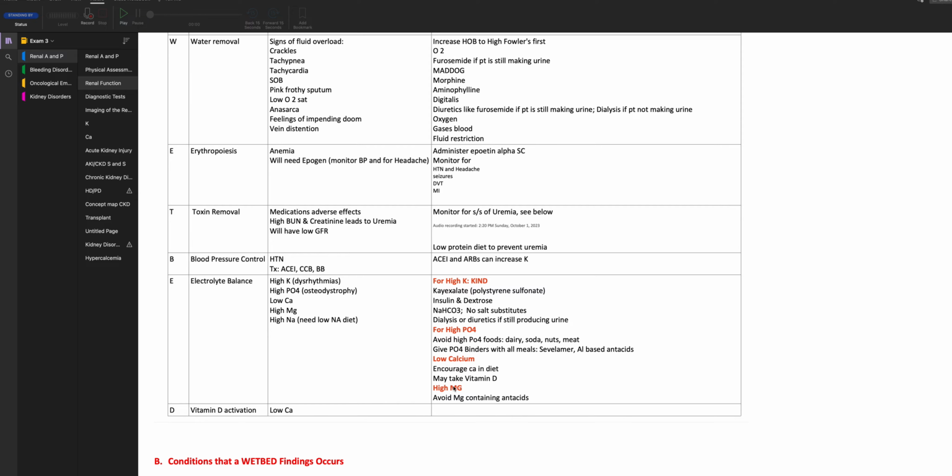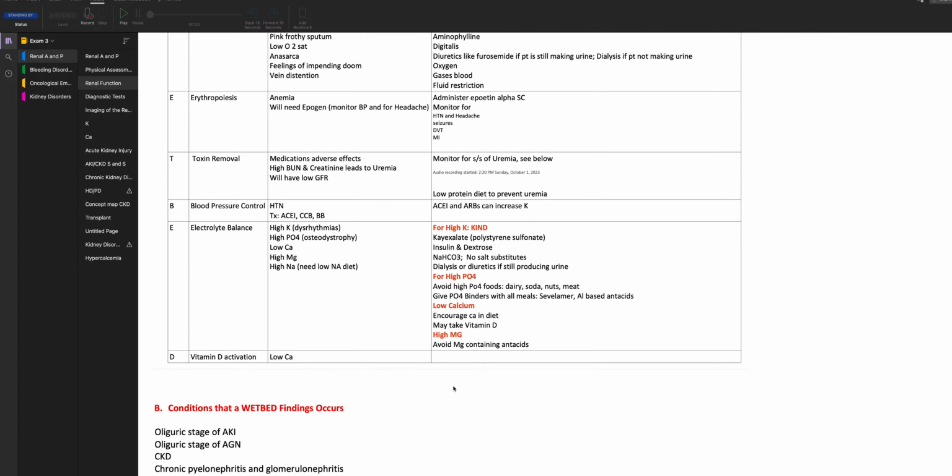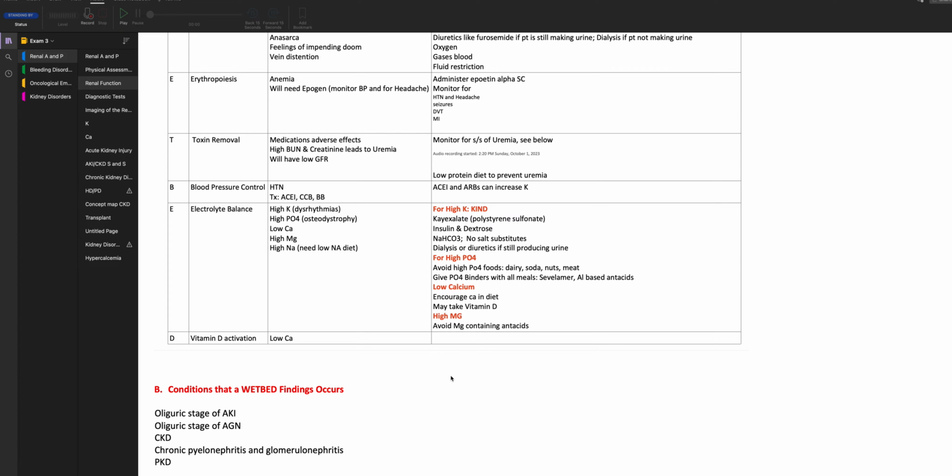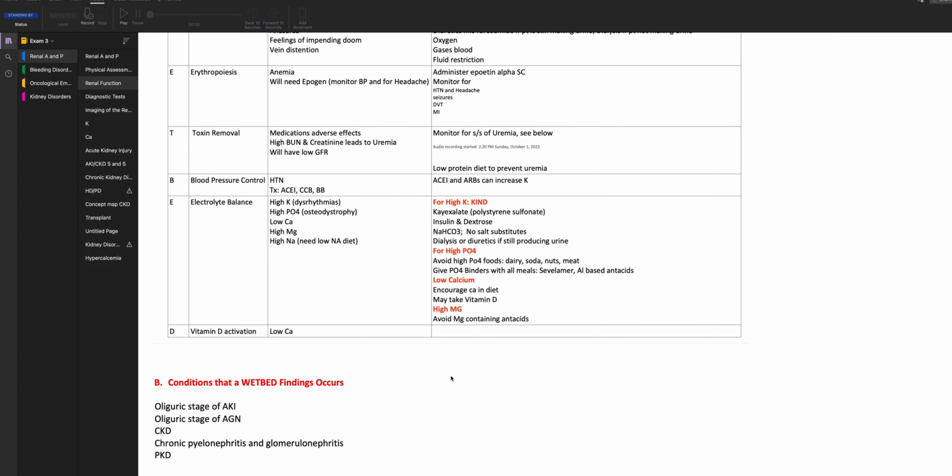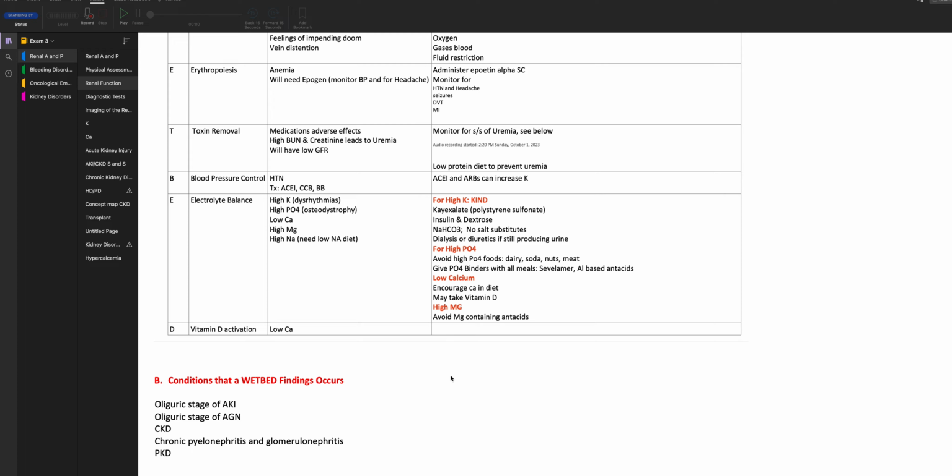Vitamin D activation. So our kidney helps with vitamin D activation, and when it can no longer do that, the patient is going to have a low calcium level. So patients with end-stage kidney disease or kidney disease have low calcium levels. So the conditions that this wet bed that I've been talking about occur in include the oliguric stage of AKI, acute kidney injury, the oliguric stage of AGN, which is acute glomerulonephritis, chronic kidney disease, chronic pyelonephritis and glomerulonephritis, and polycystic kidney disease when it goes chronic.